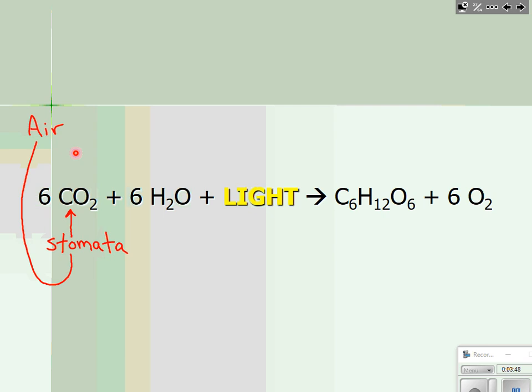But if you'll recall from our previous lesson, photosynthesis, at least plant photosynthesis, occurs in the middle of the leaf in an area called the mesophyll. So the only way that carbon dioxide can get all the way into the mesophyll is by passing through very tiny openings in the bottom of the leaf called stomata.